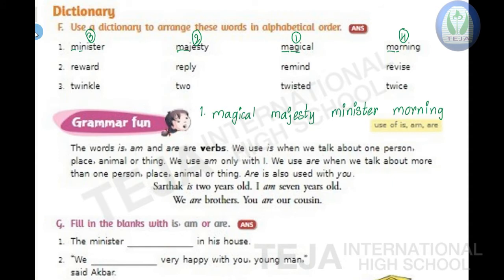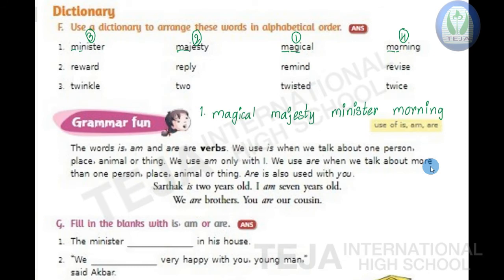Now next, second question, children. In second question, the words are reward, reply, remind, revise. Now see the starting letter of all the 4 words is R, and even the second letter is also similar, that is E. All the 4 words have the starting letters R and E.